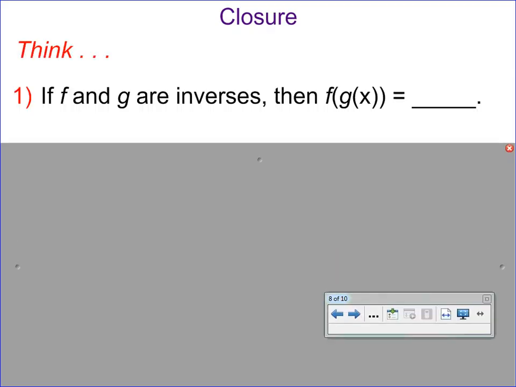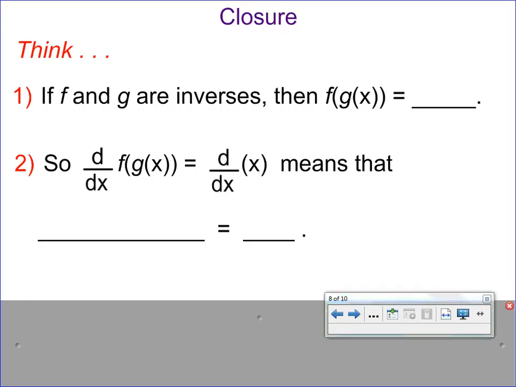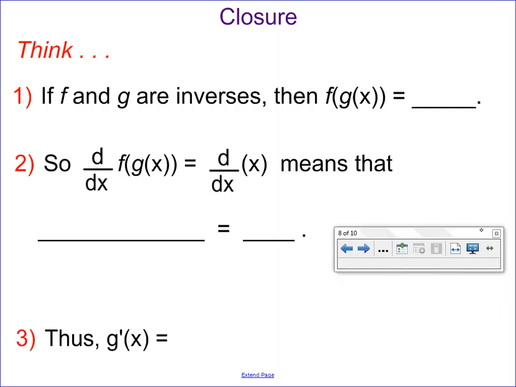So for your closure today, I'd ask that you have a written response and be ready to share with the whole class. Don't say it out loud, instead write it down. If f and g are inverses, then f of g of x equals blank. So the derivative with respect to x of both sides means that blank equals blank. I love FITB closures. And lastly, thus g prime of x equals blank.